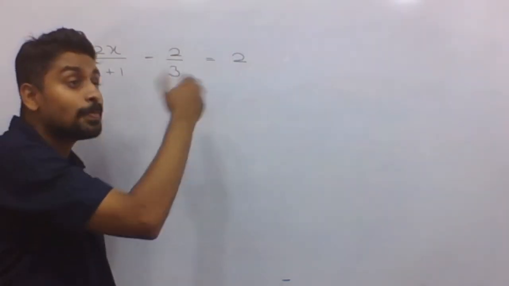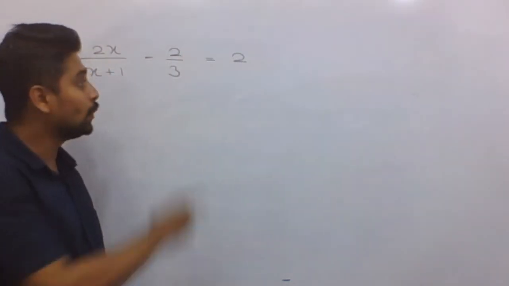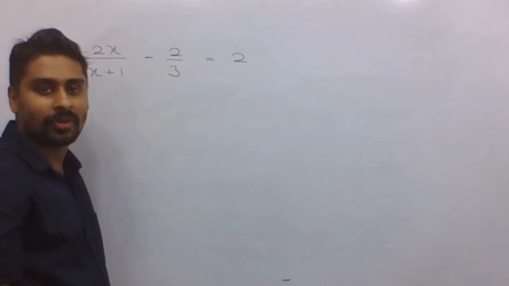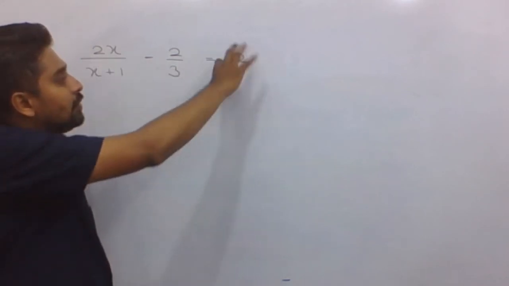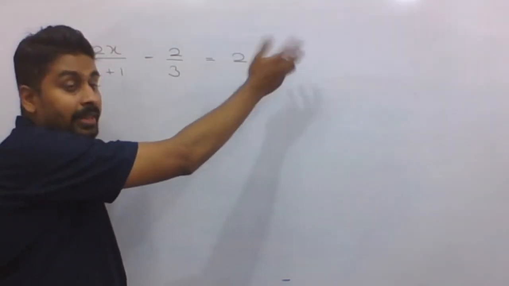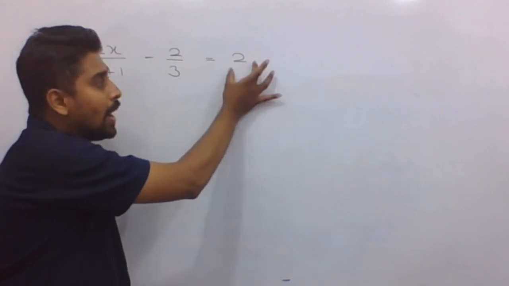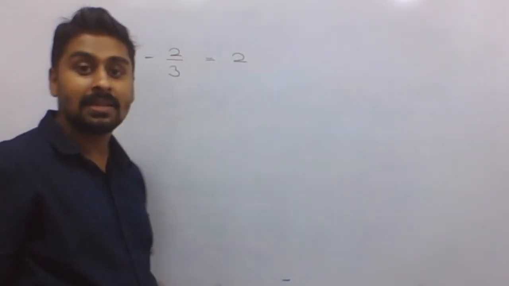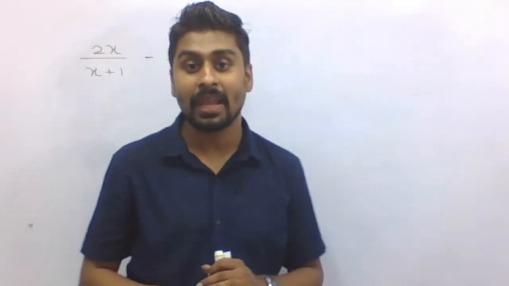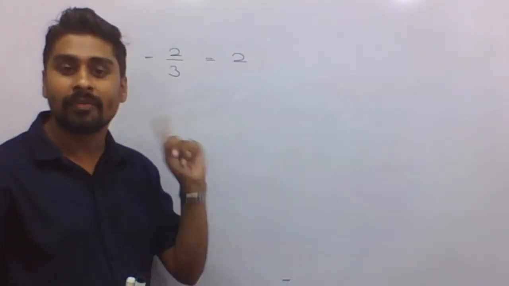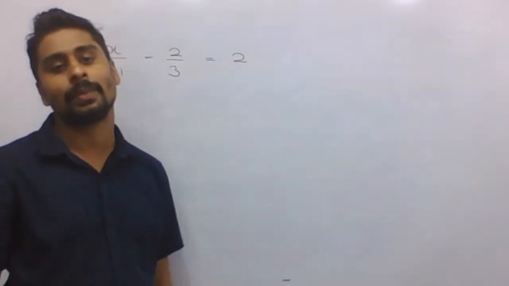This goes to the other side as plus 2 over 3. Then we can simplify the fraction here. Now there are two numbers, no? 2 and this one, both are there. Then simplify using fraction simplification, and then on both sides one fraction each will remain. Then you can do the cross multiplication.